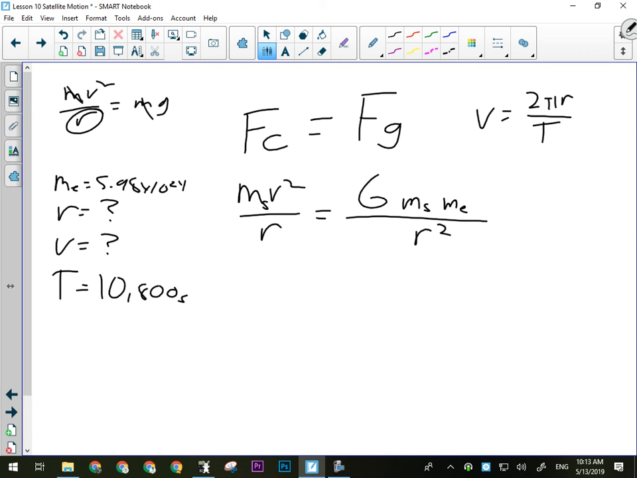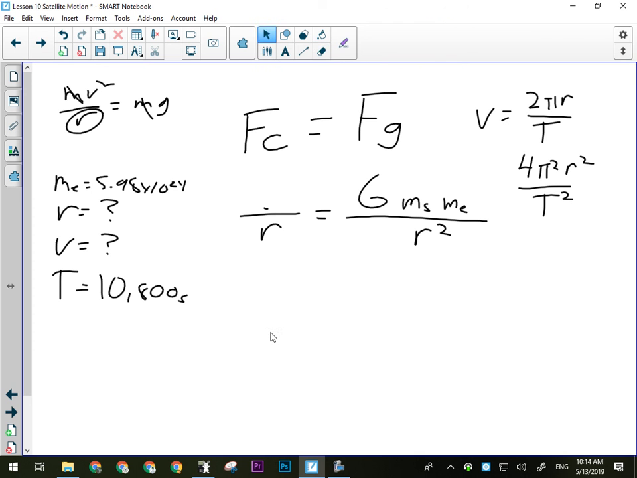All right, so if I'm going to put this formula in for V, what do I have to do to it? I have to square it because V is squared in this formula. All right, so I'm going to square this formula. That's going to be 4 pi squared R squared over T squared. Everybody okay with that? Okay, so now I'm going to substitute that into this formula. Okay, put mass of the satellite back in there, and I'm just going to take this. Can I do that? Sure I can.